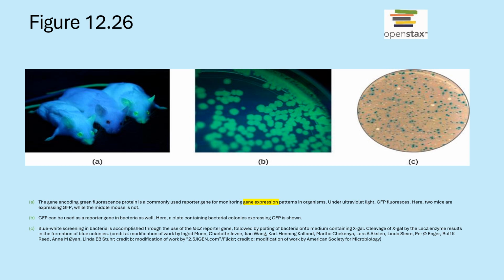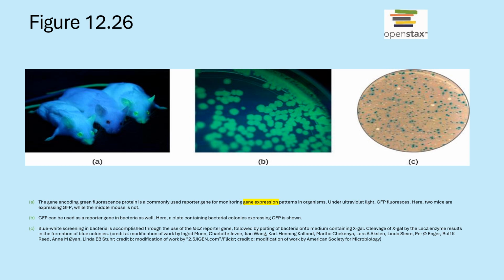In the far left in A with the mice, you can see that the two mice on the outer edges have some green under UV light. The middle one does not. So that means the gene that they are looking for is being expressed in both of the outer two mice, but not the middle one. In the middle picture, it's a picture of some bacteria growing on a petri dish.